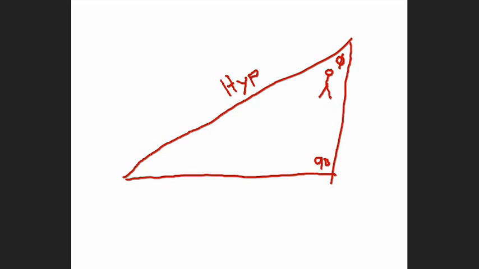Okay, and our rules say that he can touch the adjacent side, and he can touch the hypotenuse, but he can never touch the opposite side. And that's going to be how you're going to remember where the opposite is on this triangle, where the adjacent is, and where the hypotenuse is.